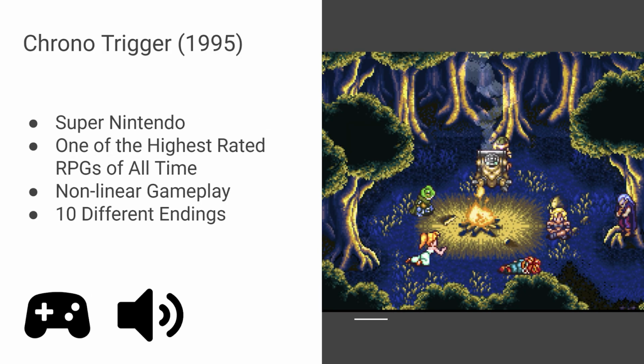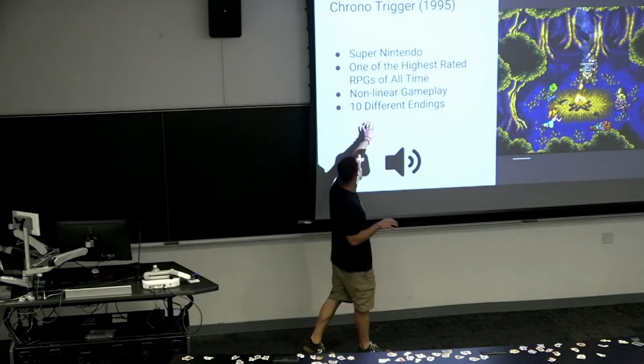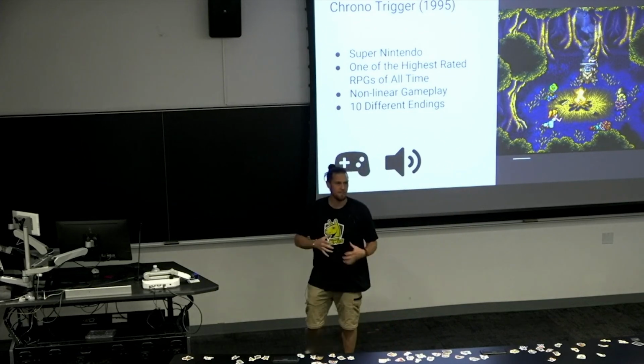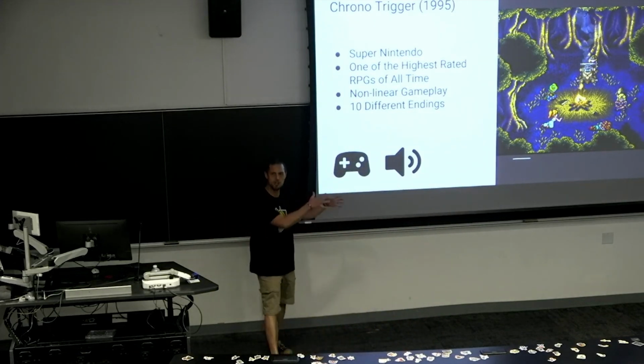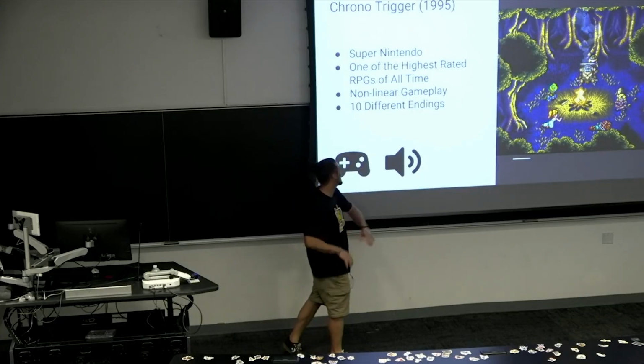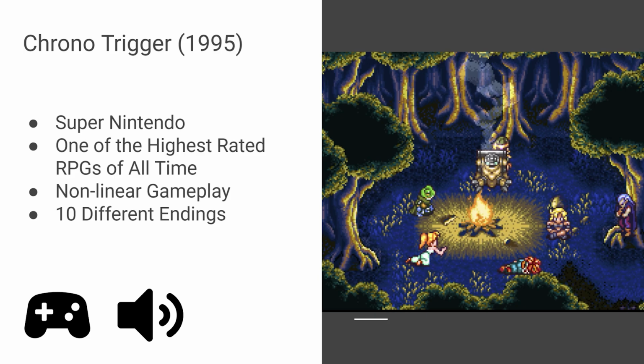Chrono Trigger, 1995 on the Super Nintendo. One of the highest rated RPGs of all time. The thing that I love about it specifically is it was non-linear gameplay. Up to this point, everything was fairly linear. You tell your story, you play through your game, just kind of in that straight line. 10 different endings in Chrono Trigger, which a lot of people don't realize, like you could get all these different endings. But really, really fun game.